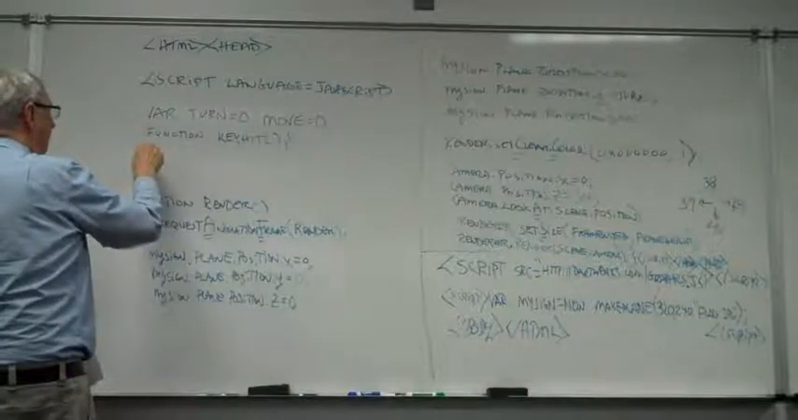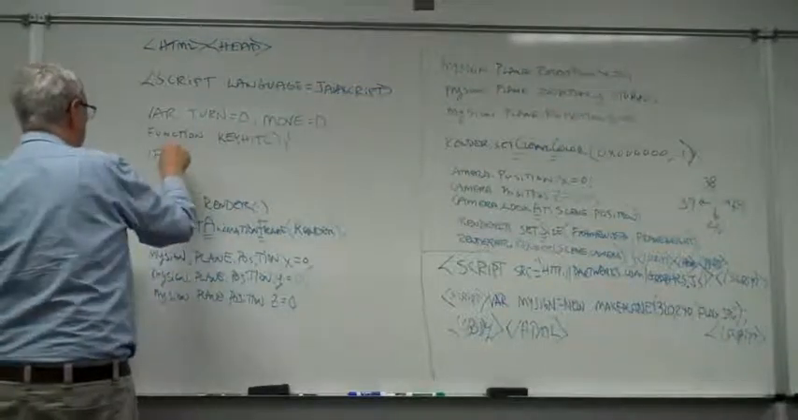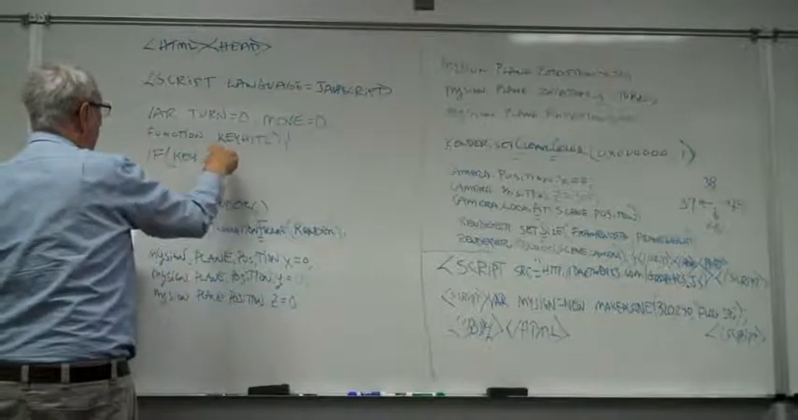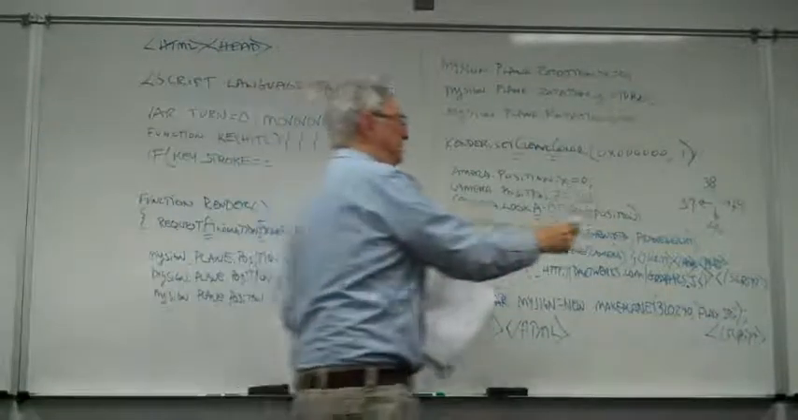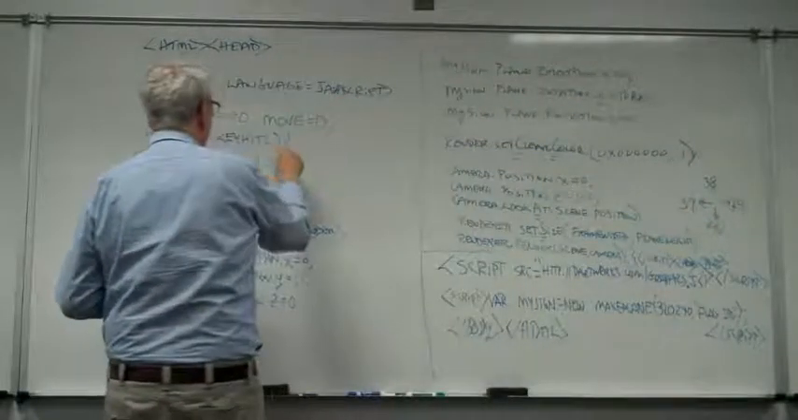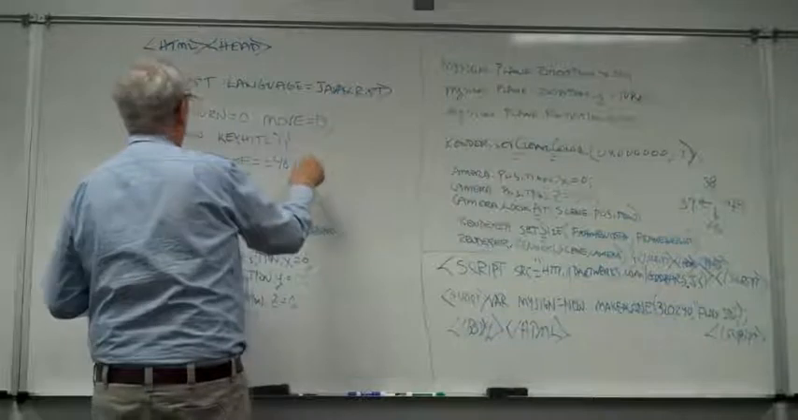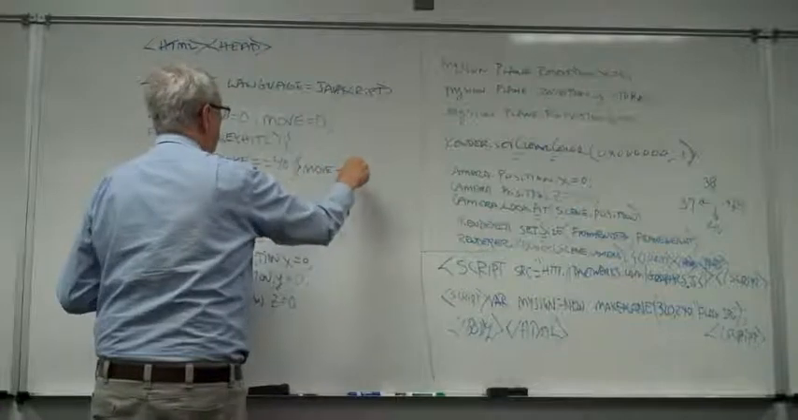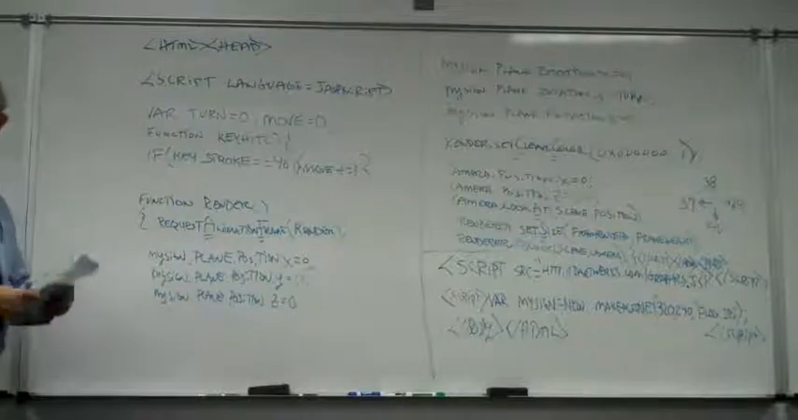You say if keystroke equals, in this case we want 40 to be positive. We want it to come towards us positively. So if it equals 40, what we do is we say we want the move plus equals 1. We want the move to be plus 1, which means it moves in the Z direction.